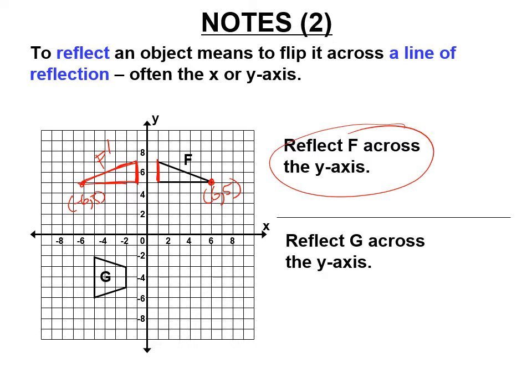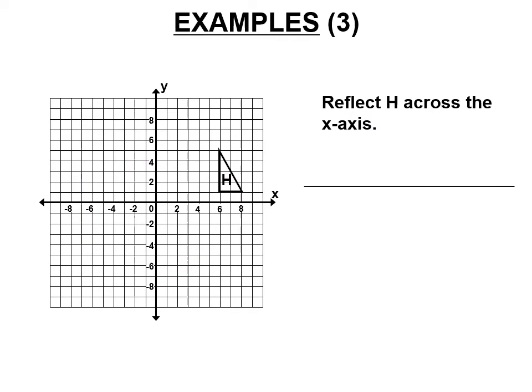So we're going to reflect G across the y-axis. We're just going the other way. So G is 2 spaces away. So this front edge of the trapezoid G is going to go there. The back edge is at -5. So the back edge here will be at +5. And that's what the reflection of G looks like across the y-axis.